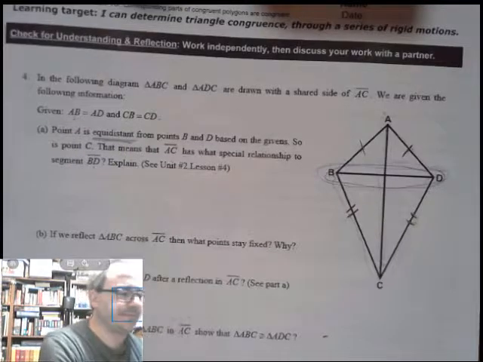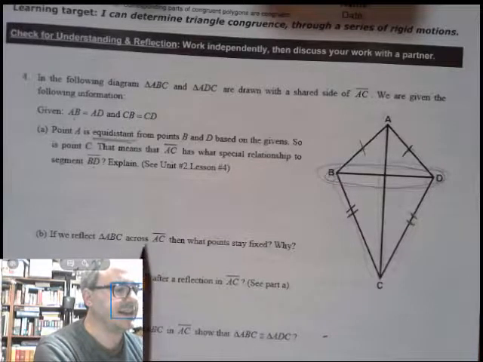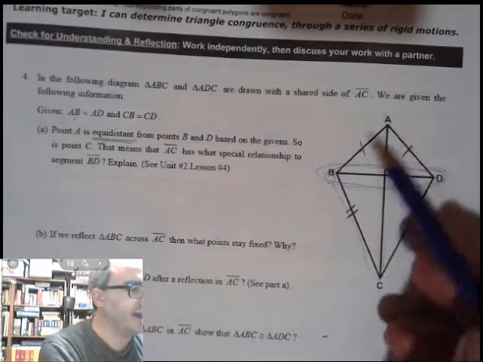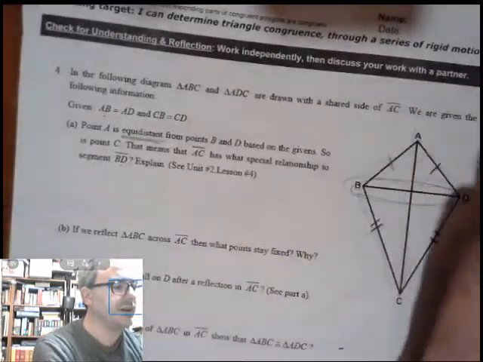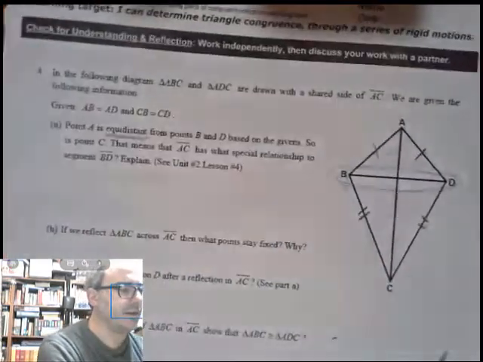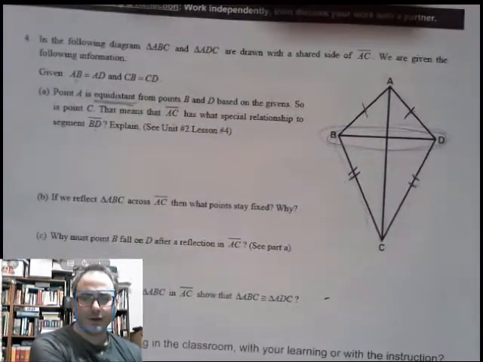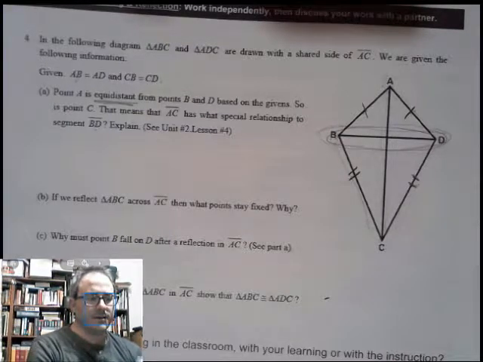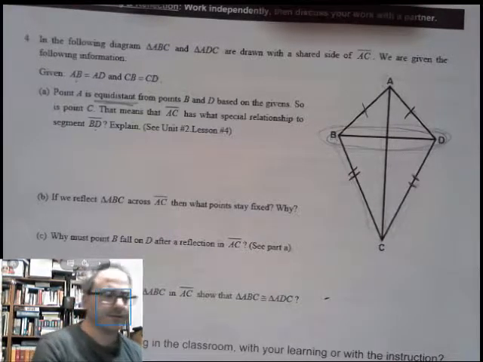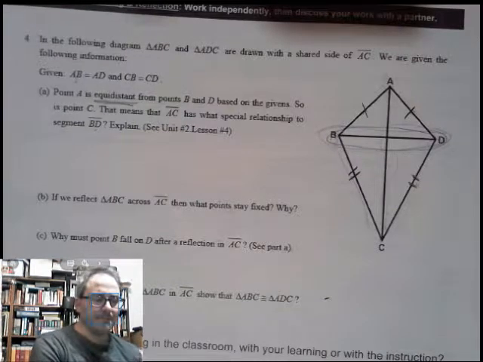Unpausing the video. If we reflect the triangle ABC across AC, I'm going to reflect it over. Looks to me like it's going to map right on top of there. What points stay fixed? We asked this question before. What points stay fixed on a line reflection? You tell me. Write that down. Pause the video if we need more time.